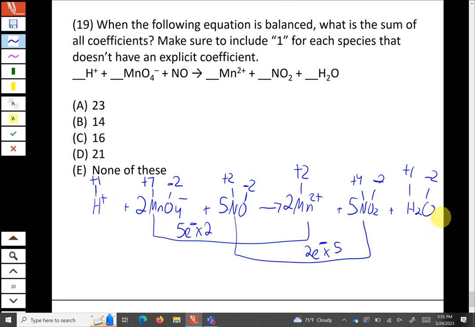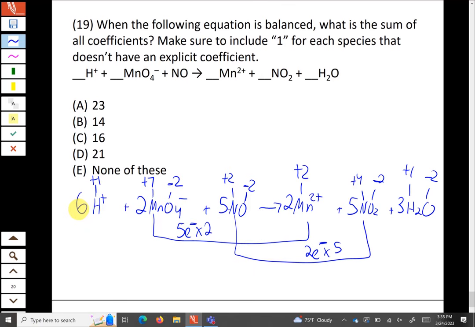So we'll do oxygen first. On the left side here, we have 8 plus 5 is 13 oxygens. On the right side, we have 10 from NO2, so we need 3 more. So that means we need 3 waters here to make sure we have 13 on both sides. By adding 3 waters, that gives us 6 hydrogens, so we're going to have 6 H+ to make sure that hydrogen is the same on both sides. All right, so that's all the coefficients.